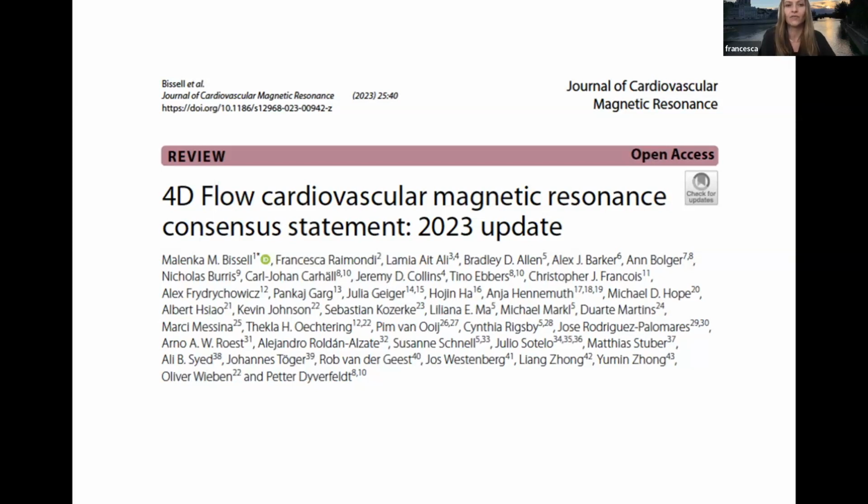Of course, for research, you need a really expert and multidisciplinary team with engineers. But in any case, we think it's really worth it that every center that has activity in congenital heart disease should have access to this technology. And so we published this 4D flow consensus statement in the Journal of Cardiovascular Magnetic Resonance. I really invite you to read it.